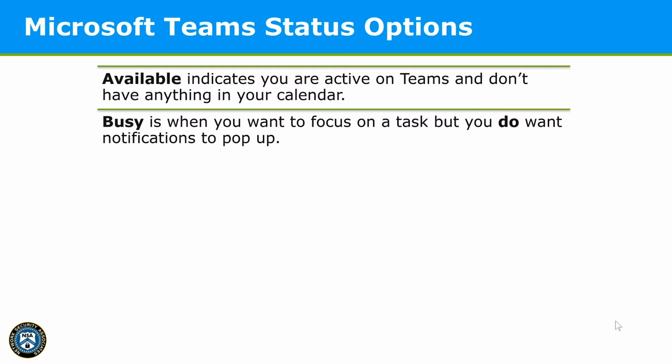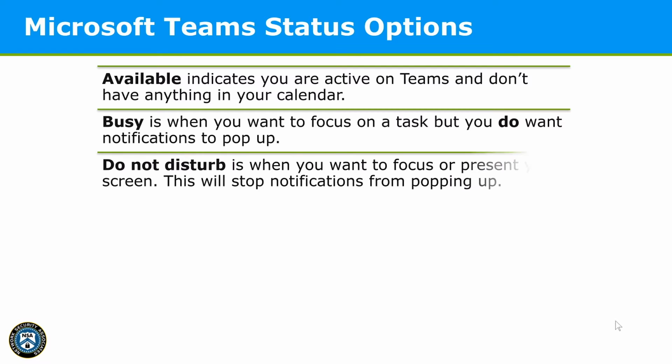Busy is when you want to focus on a task, but you do want notifications to pop up. This would also display if you're in a meeting or you have something on your calendar. Do Not Disturb is an option you pick specifically when you want to focus, or it could be something you choose when you present your screen, because that will stop notifications from popping up. You'll only see notifications from Teams if it's an urgent message.